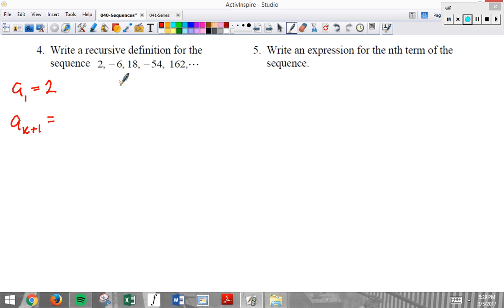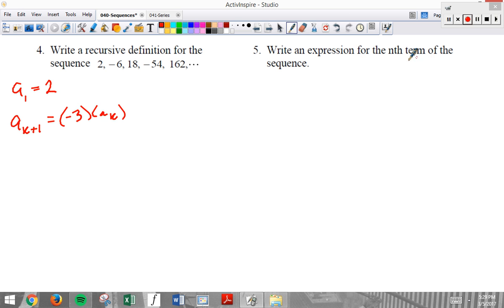2 times something makes negative 6. Gave it away. 2 times negative 3 makes negative 6. Negative 6 times negative 3 makes positive 18. So I would say you take the negative 3 and you multiply it with the term that came before. So that's a nice recursive definition for that sequence.